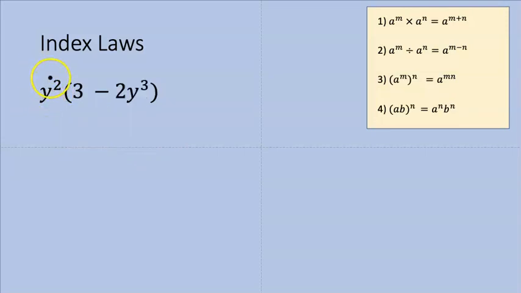Exactly the same here again. I'm going to multiply the first one. The only difference is I've just got y squared. So y squared times 3, I just put the 3 in front of the y squared. If I do the same again here, I've got no other number here. Just put a 1 here. 1 times minus 2 is minus 2. y to the 2 times y to the 3. Again, I'm going to use law 1. That's going to give me y to the power of 5.